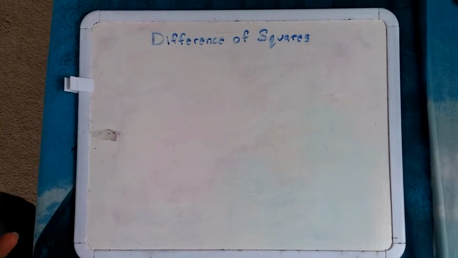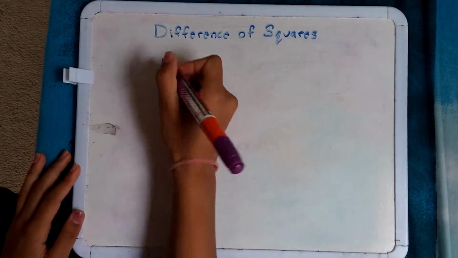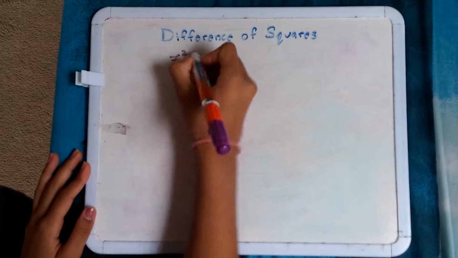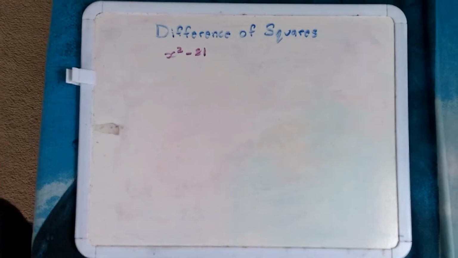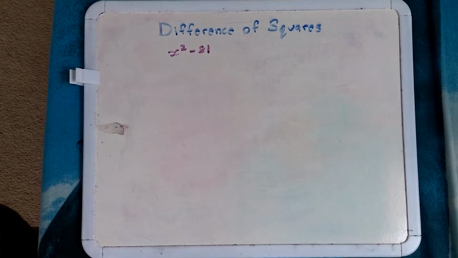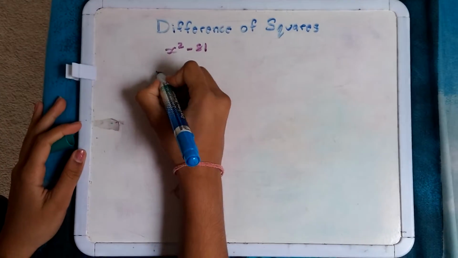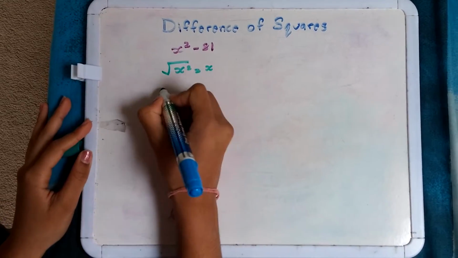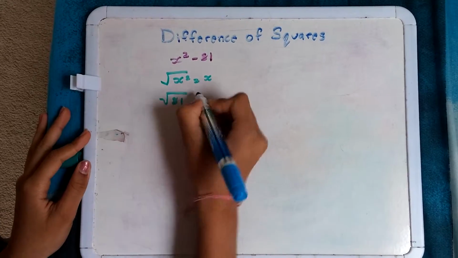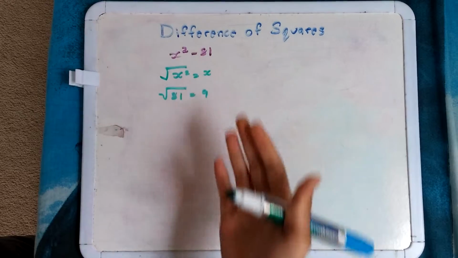So today we're going to talk about difference of squares. Now, let's say we're given the example x squared minus 81. So to get the difference of squares for this, you will have to square root it first. So the square root of x squared equals x, and the square root of 81 equals 9. Now, these are your two terms.